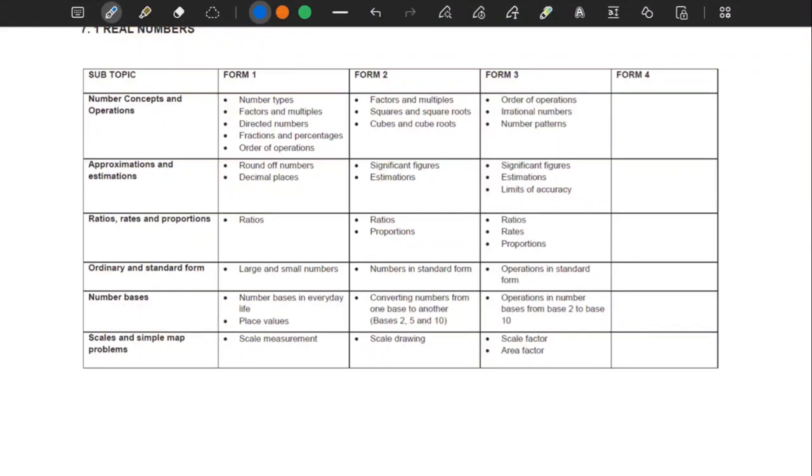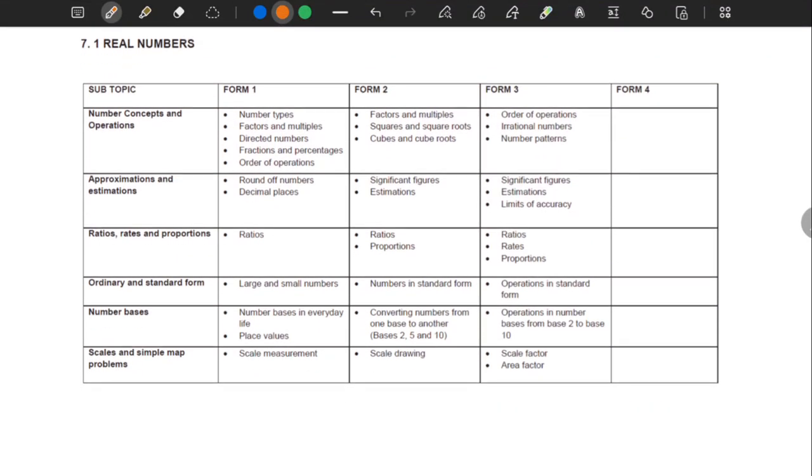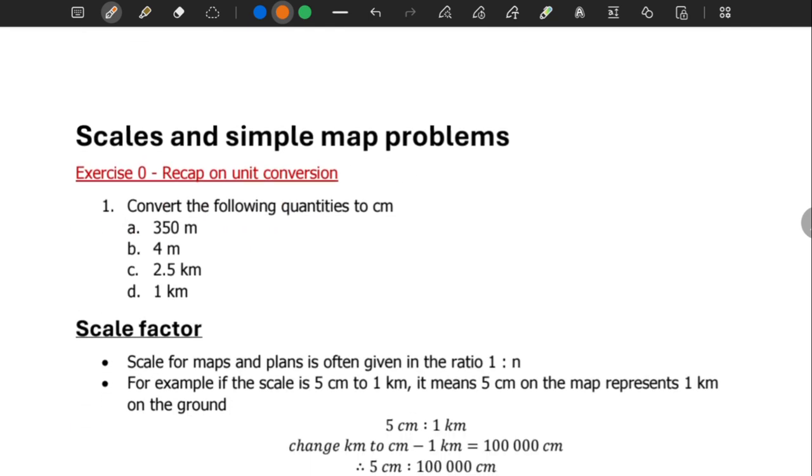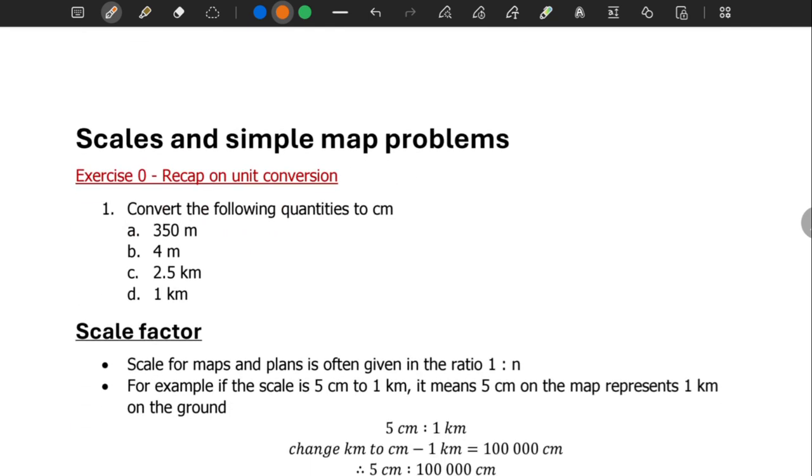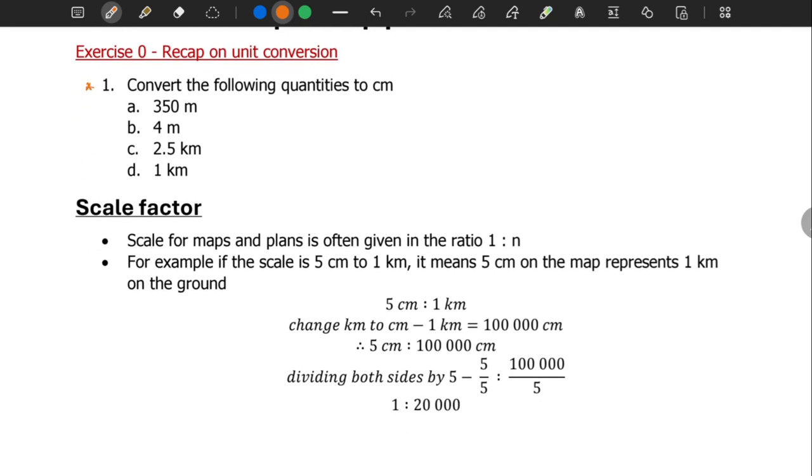Hi, this part of the video is the last section for the real numbers topic, which deals with scales and simple math problems. The important things to note are scale drawing, scale factor, and area factor. As a refresher or recap, can you attempt exercise 0? Convert the following quantities to centimeters, from meters and kilometers to centimeters.